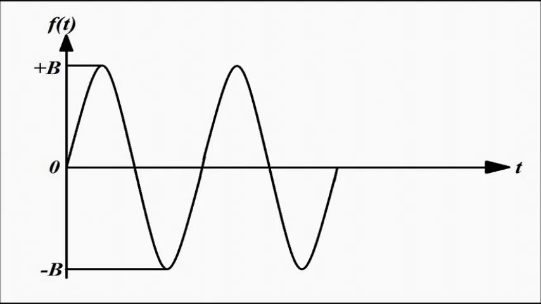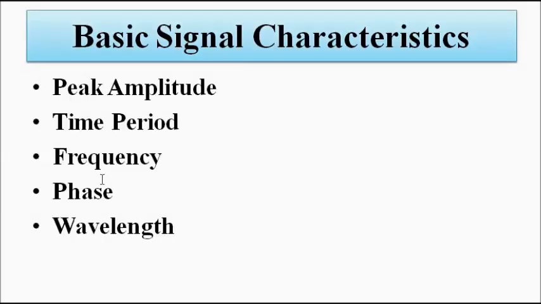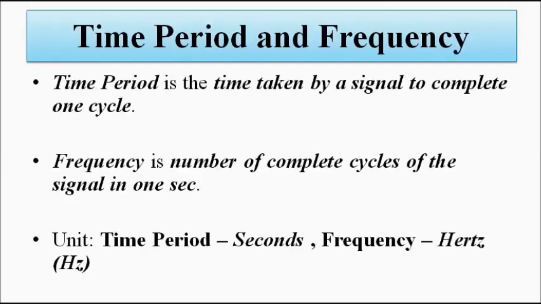Then there are time period and frequency, these two, because they are interrelated. Time period is the time taken by a signal to complete one cycle or one complete repetition. And frequency is the number of such complete cycles in 1 second. So the unit of time period is seconds and the unit of frequency is hertz.